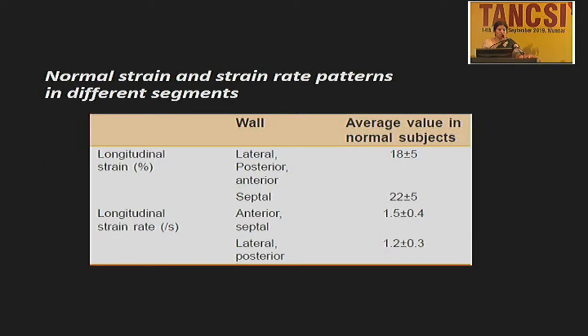As I mentioned earlier, different vendors or different machines have come up with different criteria or set values, but a global longitudinal strain of about -20 is considered to be normal, and anything less than -12 is considered to be grossly abnormal.